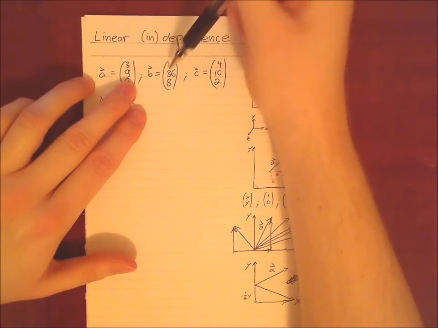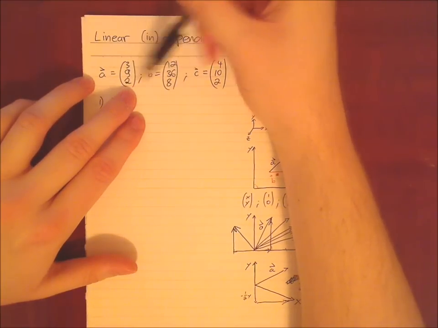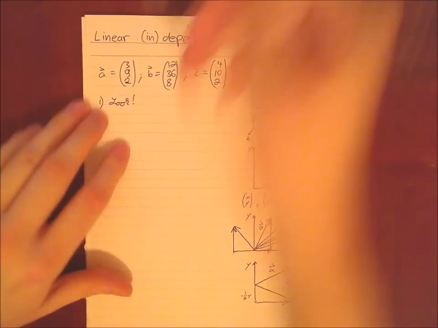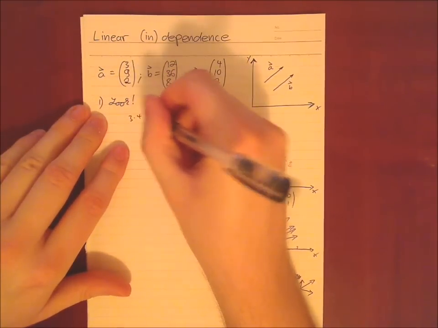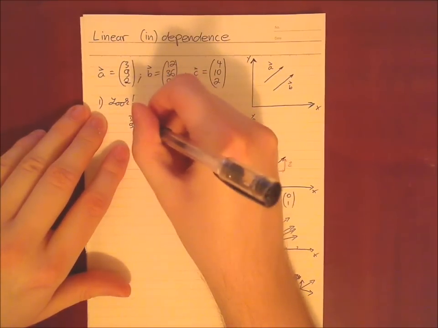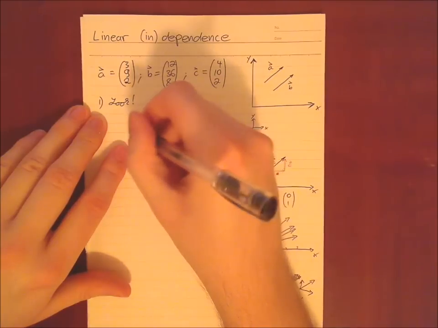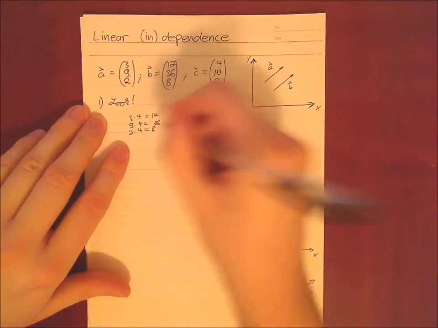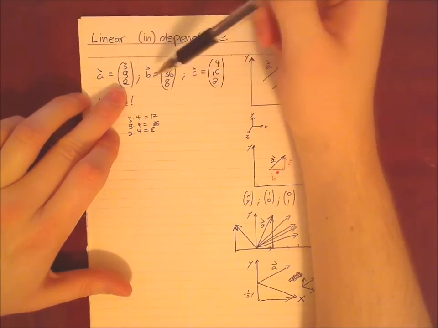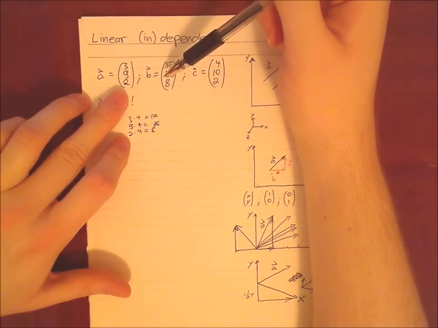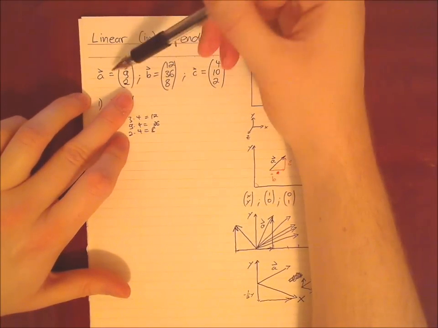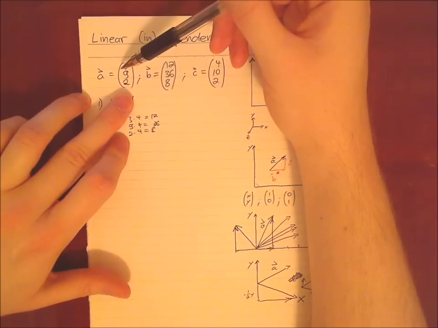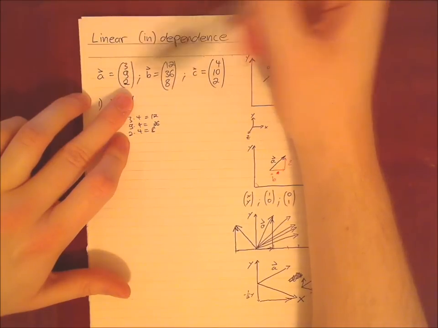I have 9, I have 36, 9 times 4 is 36. I have 2 and 8, 2 times 4 is 8. So I can say 3 times 4 is 12, 9 times 4 is 36, 2 times 4 is 8. So I can say both vectors are actually parallel because B is the same vector, just multiplied by 4. And this means they're parallel.